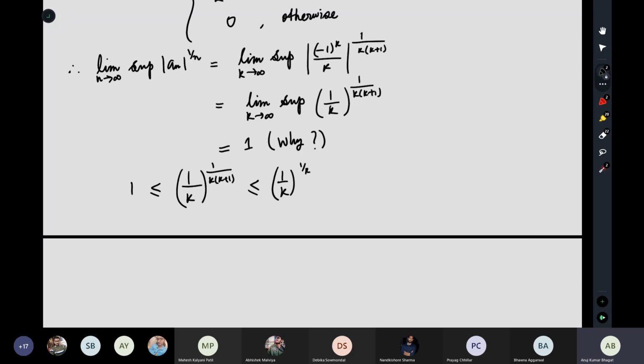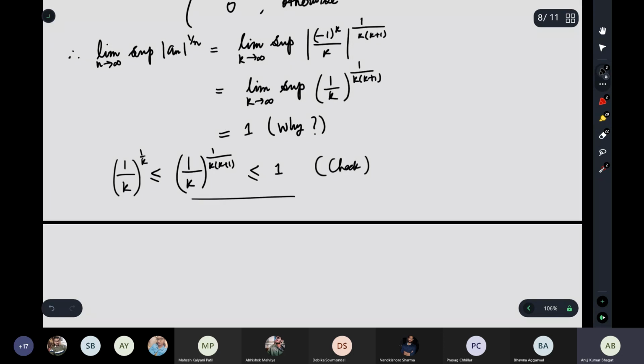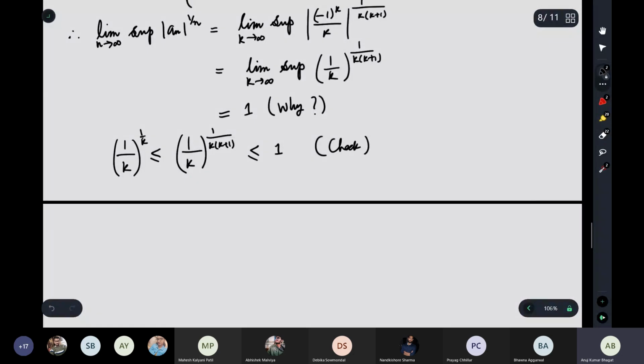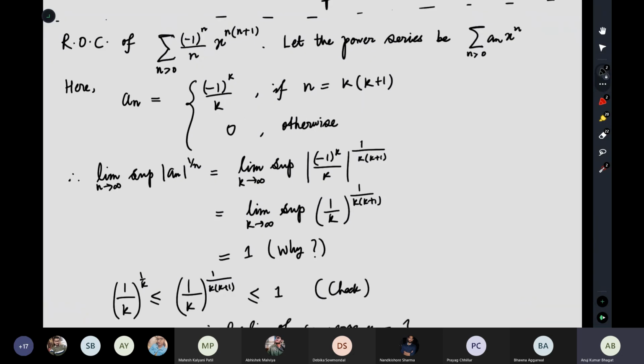This will be bounded above by 1, and the lower limit to this will be 1 by k whole to the power 1 by k possibly. Please check this and verify. This part is very obvious, but this part you just calculate and check once. So this will be 1. So the radius of convergence is 1. For this kind of question, please carefully choose an. And then another question.